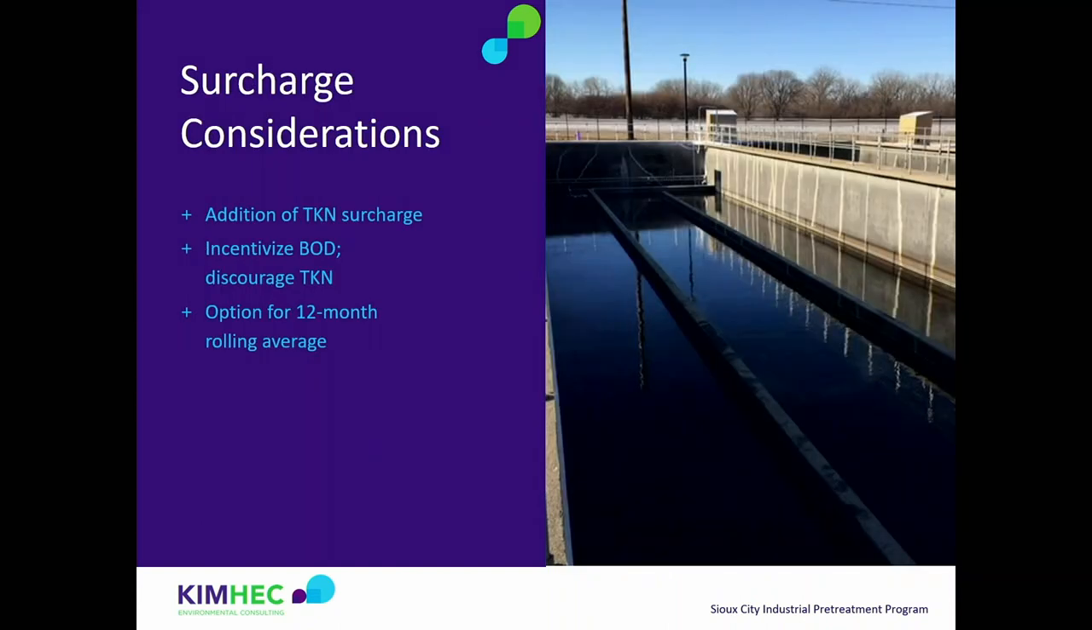So just to elaborate on that a little bit, right now the city surcharges for three parameters, BOD, TSS, and TKN. There's some descriptions of BOD, TSS, and TKN in the definitions. I'm sorry, I might have said that wrong. BOD, TSS, and FOG is what the city currently surcharges for. What we're recommending, based on the evaluation of the program, is that the city also start implementing a surcharge for TKN. And then the other change is that we're giving industries the option to do a 12-month rolling average to try to smooth out the billing fluctuations that they see.